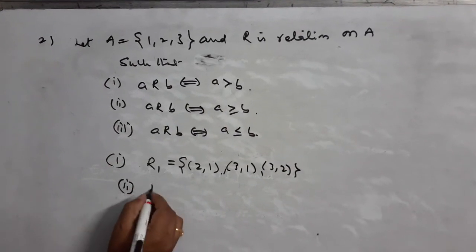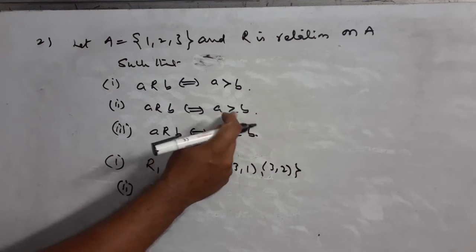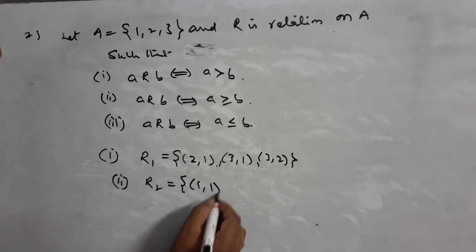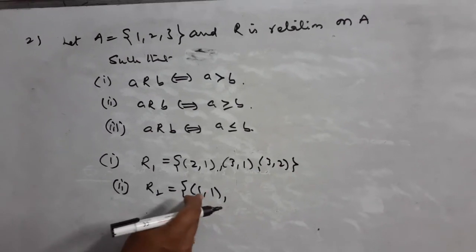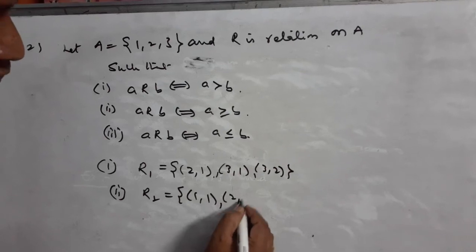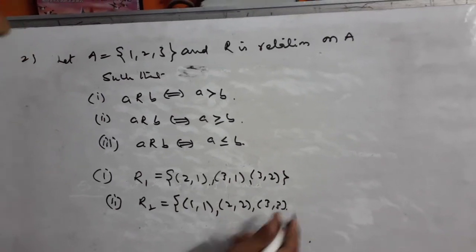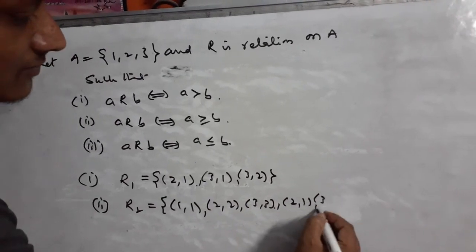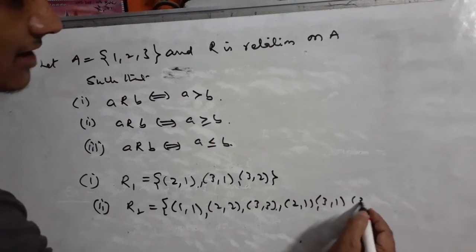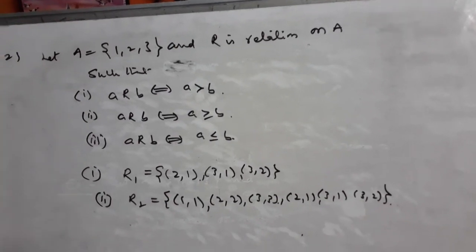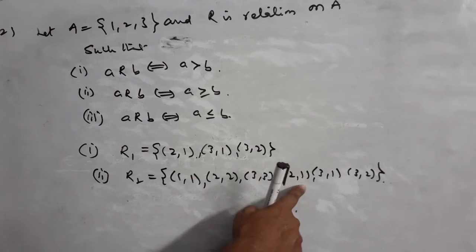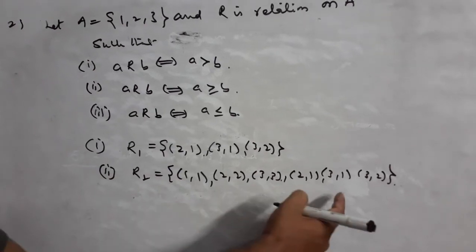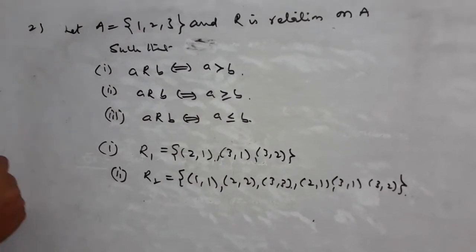Next, the second one, R2: a greater than or equal to b. Equal means 1 is equal to 1, so we get (1, 1), also (2, 2) and (3, 3), and the a greater than b condition gives (2, 1), (3, 1) and (3, 2), where 2 is greater than 1, 3 is greater than 1, and 3 is greater than 2. So these elements satisfy a greater than or equal to b.